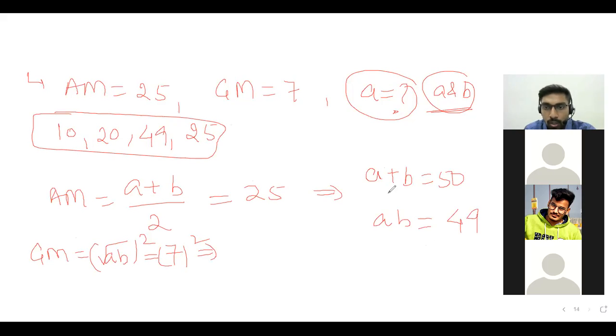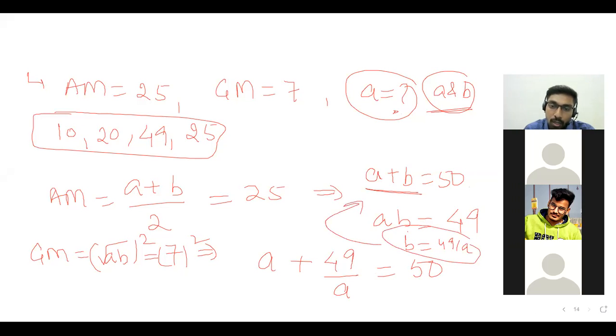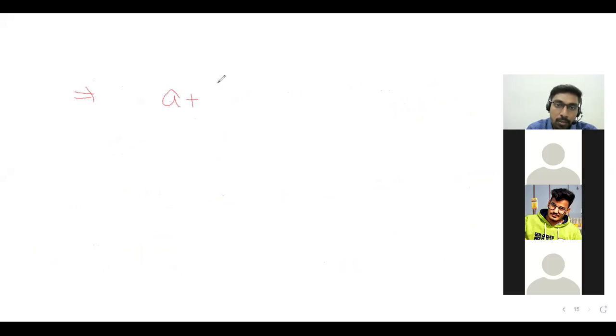So what you have to do, either you can put the value of A or B from here to here, or just the value of A or B from here to here. You can do both things. So I'll do one thing. A plus B equals 50, I can put 49 divided by A. Is this clear to everyone? Basically what I did, B equals 49 divided by A. From here I put this value here. Okay. So A plus 49 divided by A equals 50.